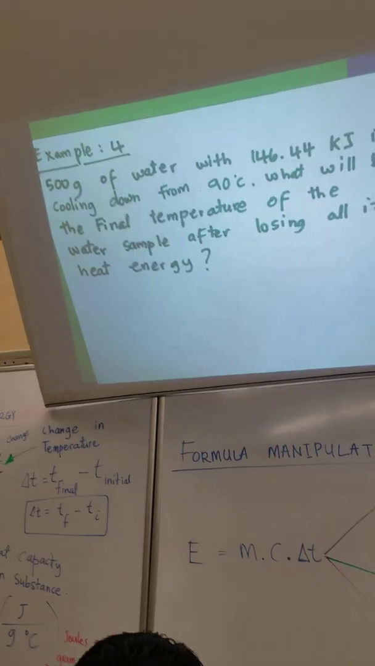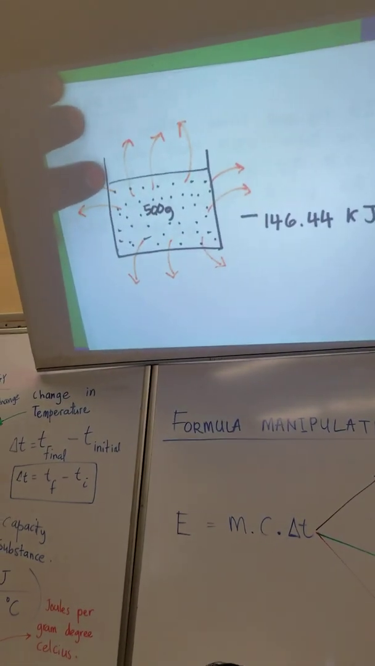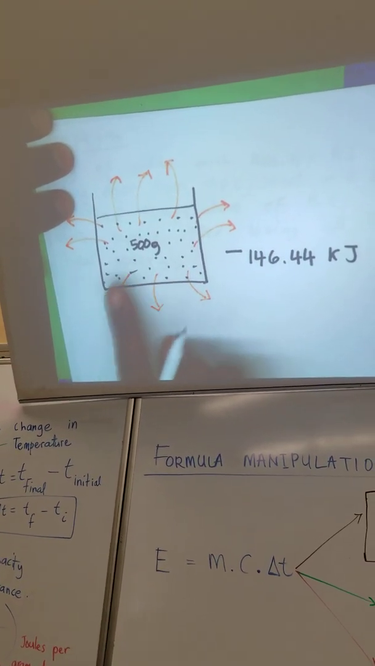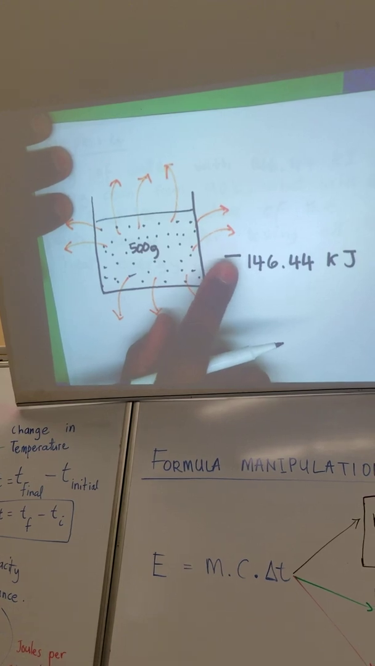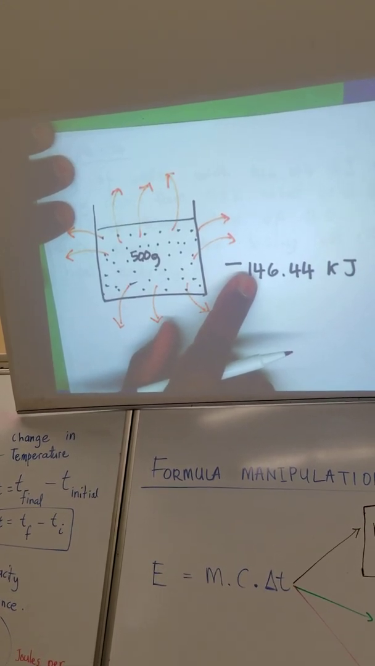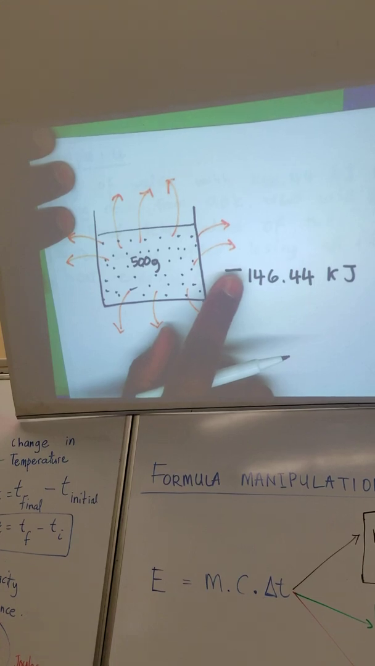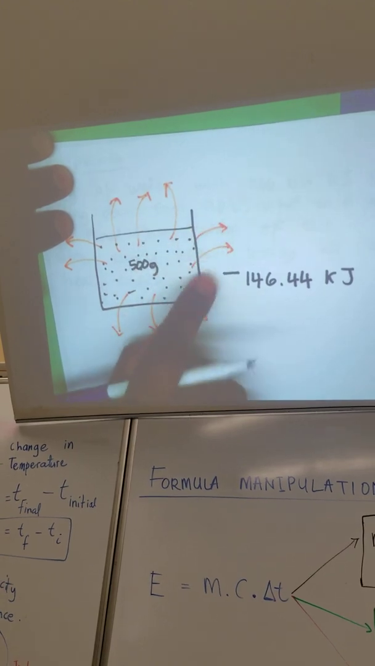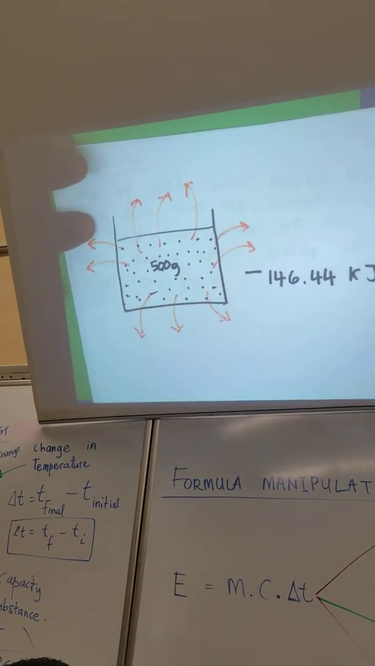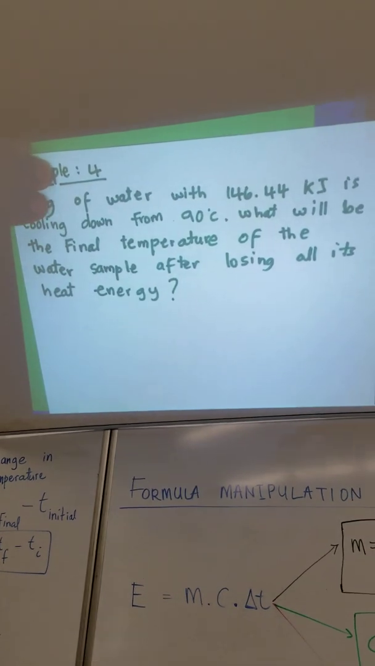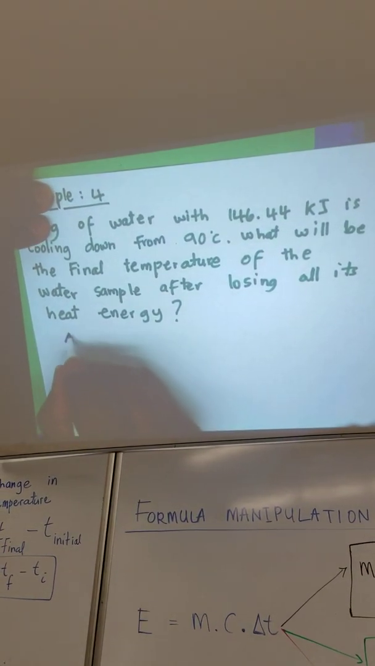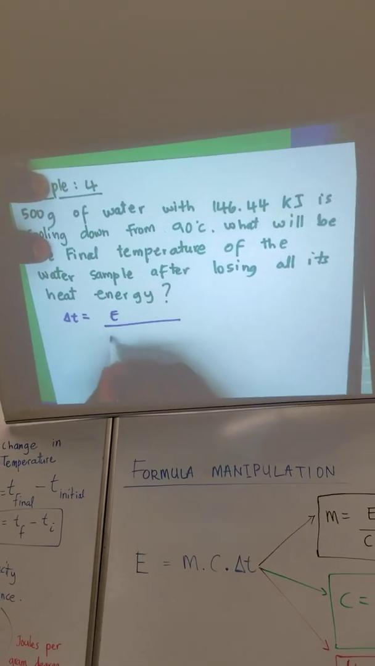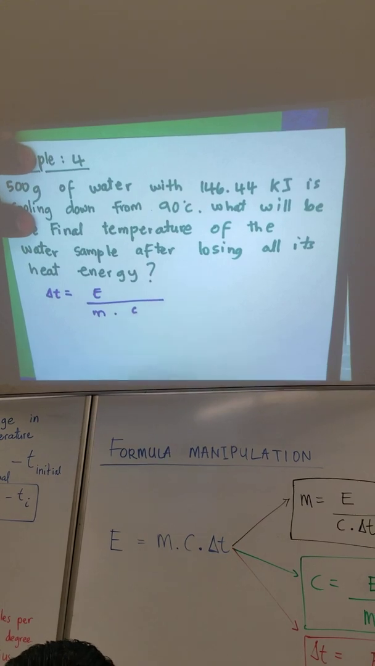So in this scenario, what we see is we have 500 grams of water. It is cooling down and losing all the heat energy out into the surrounding. So the amount of heat energy it is losing is 146.44 kilojoules. I'm putting a negative sign in front to indicate the transfer of heat energy going out from the system. That's why it is having a negative sign. So let's use the formula. Delta T is equal to energy divided by mass times specific heat capacity of the substance.